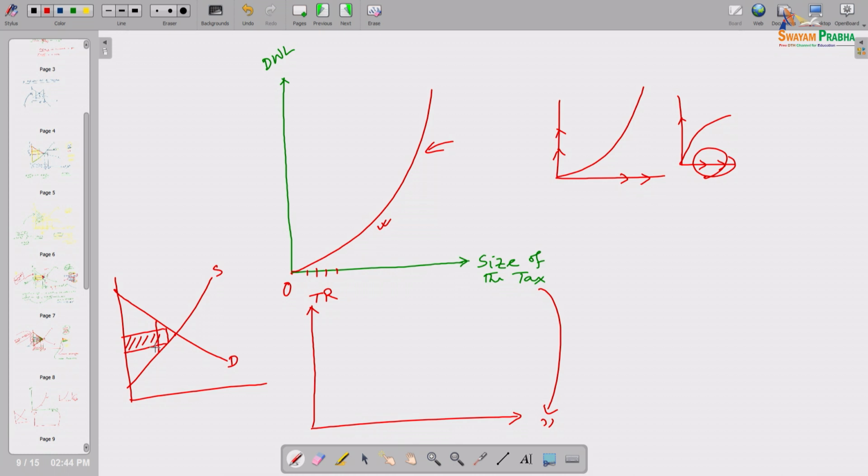If this is the tax size per unit, say suppose green color, this distance is the tax size per unit, this green color rectangular area will be the tax revenue. If this blue color is the tax size per unit of the transaction of that commodity, this blue color rectangular area will be the tax revenue, and so on. So, look at here, when there is no tax, tax revenue is also 0. All these different rectangles, red color rectangle, then green color rectangle, then blue color rectangle, are representing alternative tax revenue vis-a-vis the size of the tax.